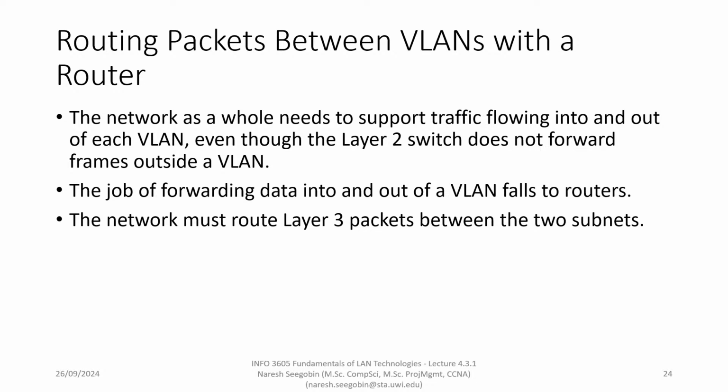Right, so for the network as a whole, we support traffic flowing into and out. So how do we do this? If you have to get packets between two different broadcast domains, you have to use a router to move packets from one to the other. That's the answer in this case, routing packets between VLANs, and we'll talk about it later.